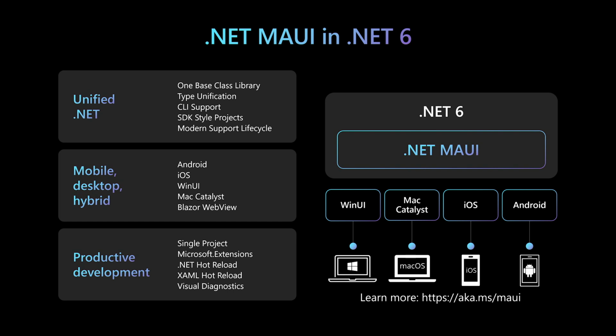.NET MAUI under the hood uses technologies out there today for building native apps on Windows with WinUI, Mac Catalyst for macOS, and of course, iOS and Android. .NET MAUI abstracts all of those frameworks into a single framework built on .NET 6.